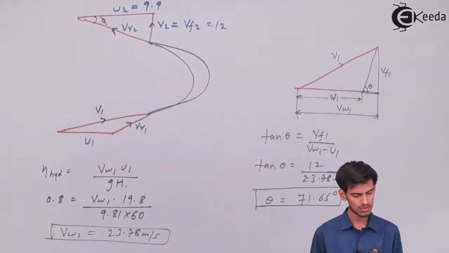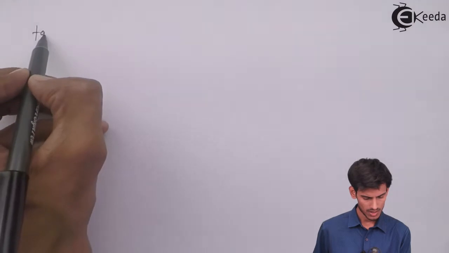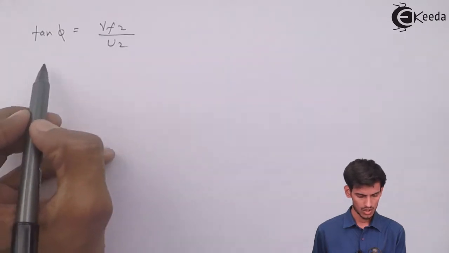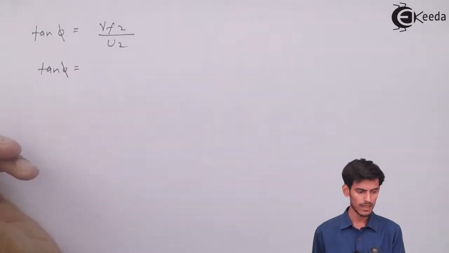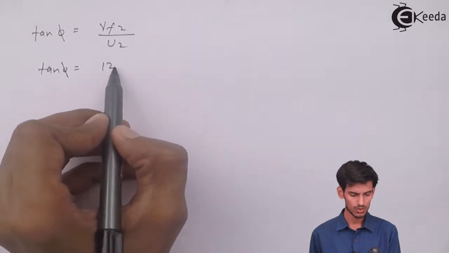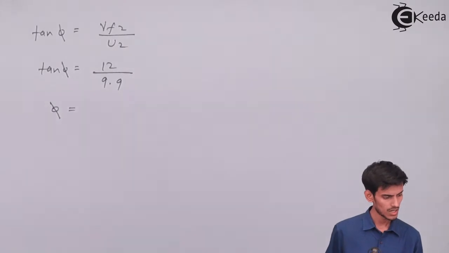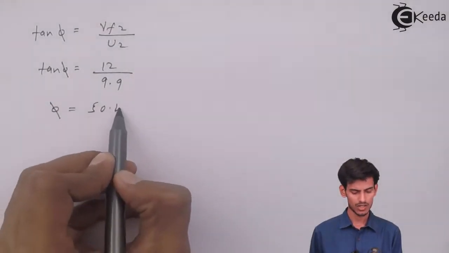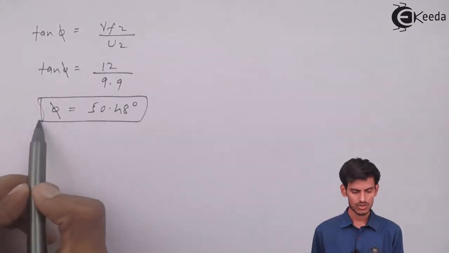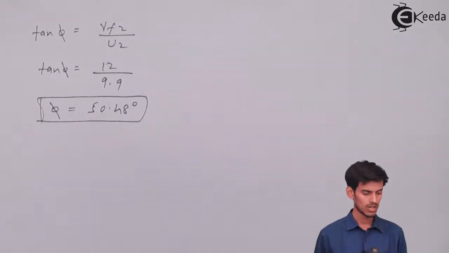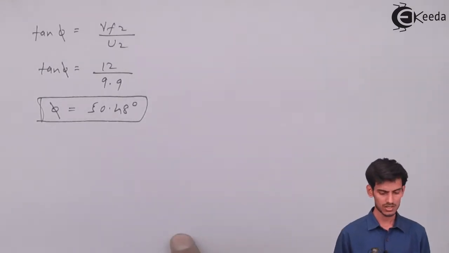Again use the same relation: tan of phi is opposite side, which is Vf2, upon the adjacent side U2. So tan of phi is Vf2, which is 12, and U2, which is 9.9. Once you solve this, the value of phi comes out to 50.48 degrees. So we've got the values of theta and phi, which the question was asking about. That was all about this question. Let's see the next question now.